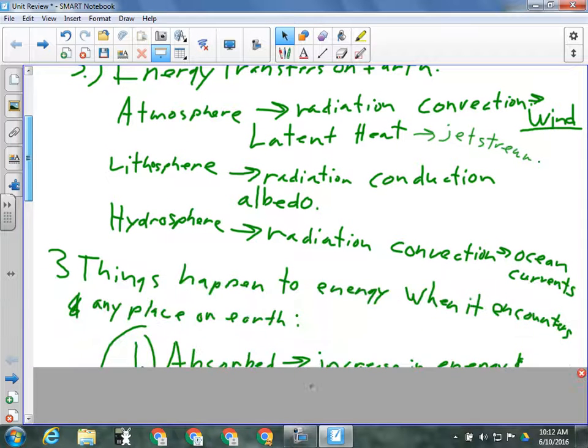Okay, we talked about this just a minute ago, the 3 things that happen to energy when it encounters any place on Earth. I guarantee you I'm going to ask you a question straight out that is about that. I might specify a specific location on Earth, but I'm going to ask you that. You would have to base your answer on the properties of that location, and I'll make sure I pick a place you're familiar with.